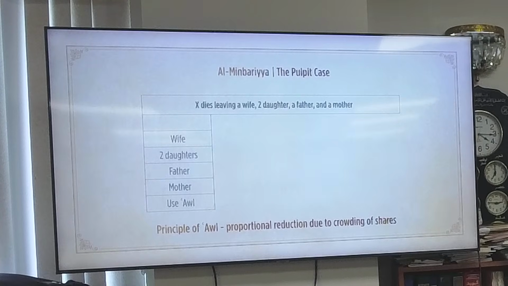Let's take another example. This is called al-mas'alatu al-minbariyya. Imam Ali was on the minbar, on the pulpit, and somebody asked him, and he gave the answer right away, without having to prepare and think about it, because he was smarter than us. Person dies, leaving a wife, 2 daughters, a father and a mother. And here we apply the principle of awl, a proportional reduction. The wife gets 1/8 because there are offspring. The 2 daughters get 2/3. The father gets 1/6. The mother gets 1/6. They have to get a sixth, because it's a fard mentioned in the Quran directly and clearly. But if you add this, it's more than the estate, more than 1. So what do we do? We use awl.